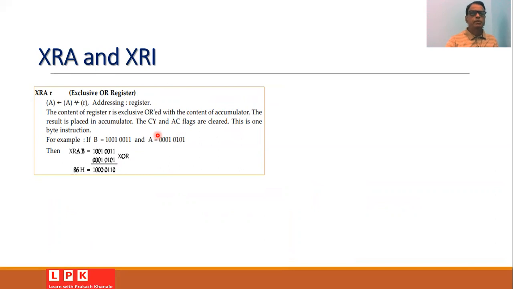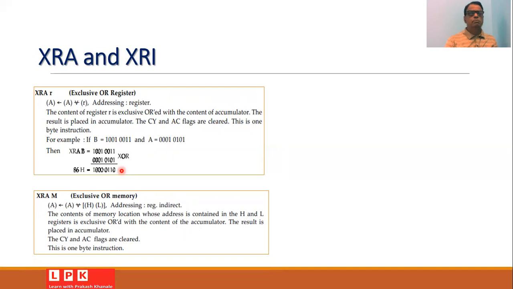For example, if I write the instruction XRA B, and if the content of B is 1001 0011, and the content of the accumulator is 0001 0101, then after the XOR operation, we will get the result 1000 0110. One can easily observe that if both the bits are different, then the result is 1. If both the bits are the same, that is 0 or 1, then the result is 0. Such an operation we call the exclusive OR operation.